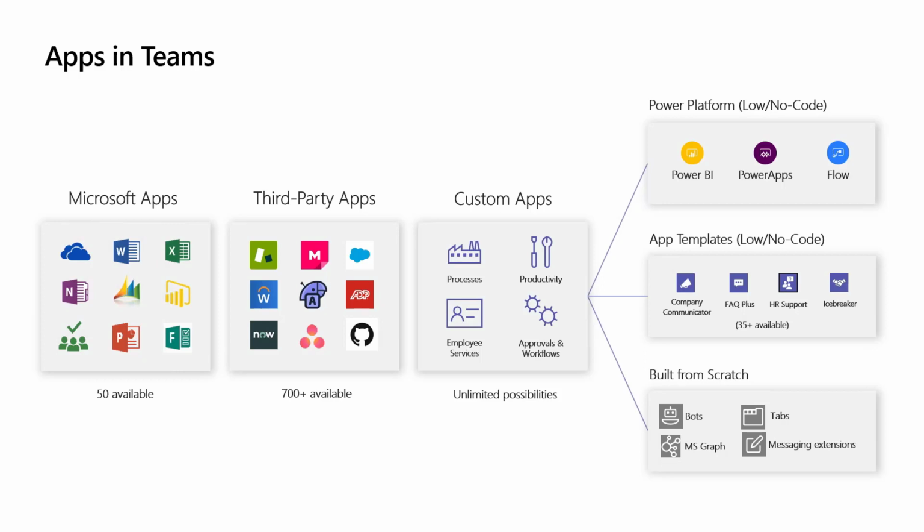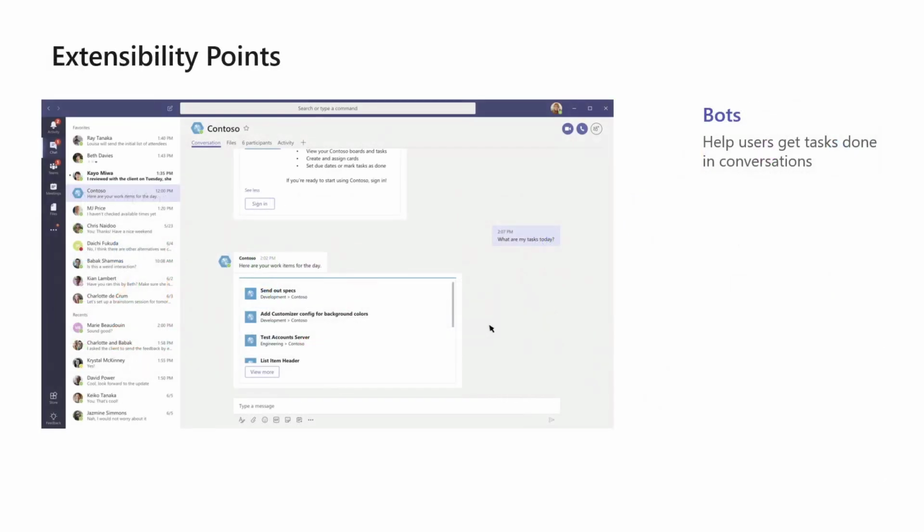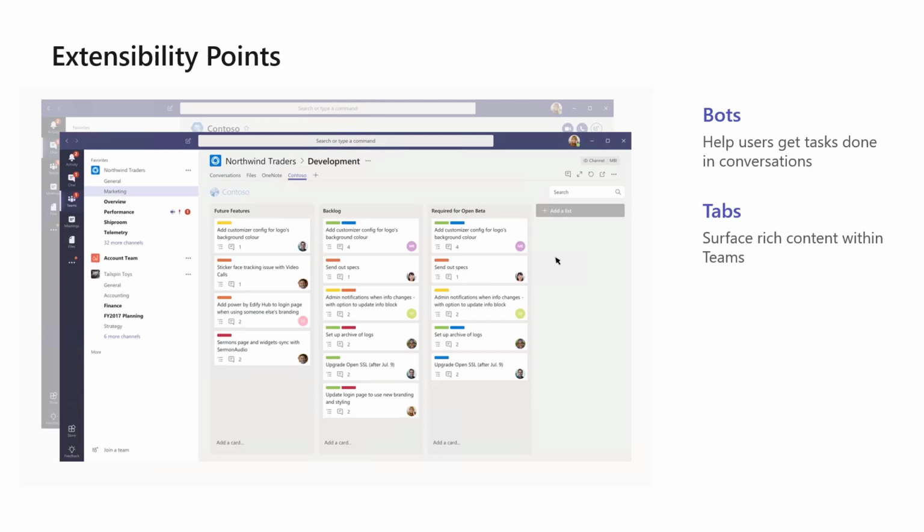App templates are going to be the main focus of this session, but before I dive into app templates, I want to talk about the different extensibility points that are available within Teams Dev. The first one is bots. Bots provide the capability for your users to have one-on-one conversations to get tasks done.